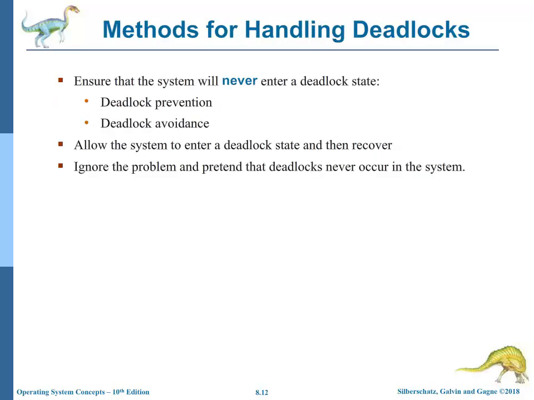We can deal with the deadlock problem in one of 3 ways. We can ignore the problem altogether and pretend that deadlocks never occur in the system. We can use a protocol to prevent or avoid deadlocks, ensuring that the system will never enter a deadlocked state. Or we can allow the system to enter a deadlocked state, detect it, and recover.